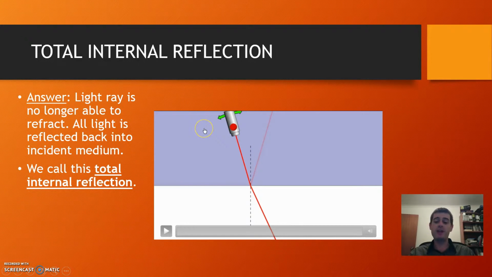As you might have been able to guess, what actually happens is the light ray doesn't pass through at all, so there's no refraction. Instead, the light ray reflects back into the material, and we call this total internal reflection. The light ray is reflected back inside the material, and nothing passes through to the other side.